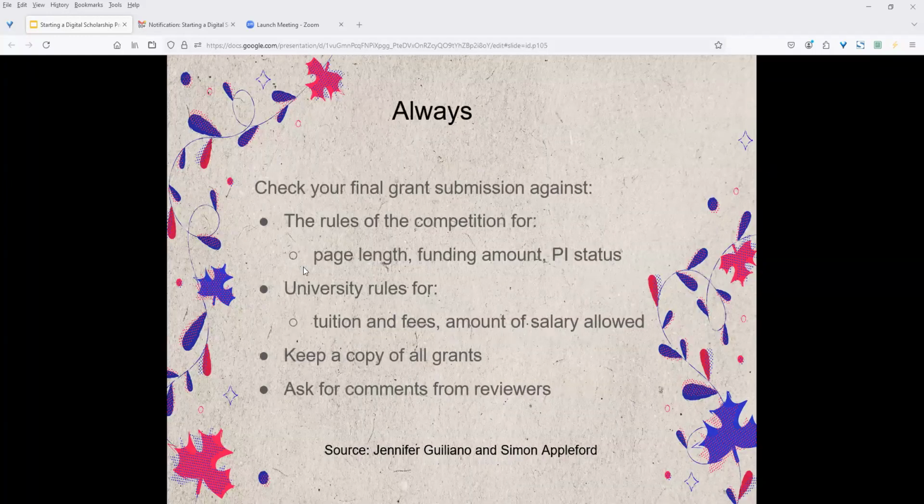So always check your final grant submission against the rules of the competition for page length, funding amounts, PI status. You've got university rules for tuition and fees, amount of salary allowed. Make sure you factor that in. You have to keep a copy of all grants, and it's a good thing to ask for comments from reviewers, whether your grant is ultimately successful or not. It's good to ask for feedback because you can always do a future grant and build from there.